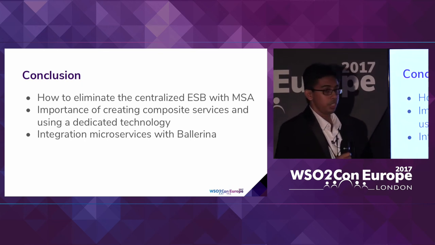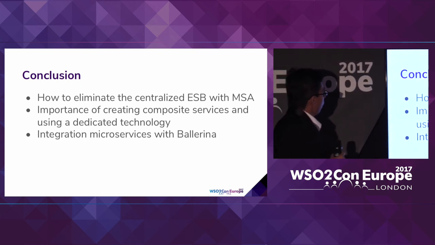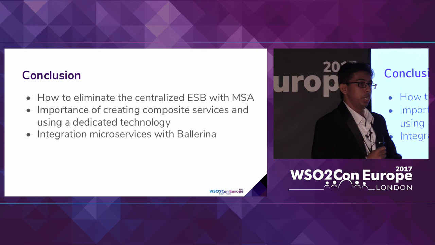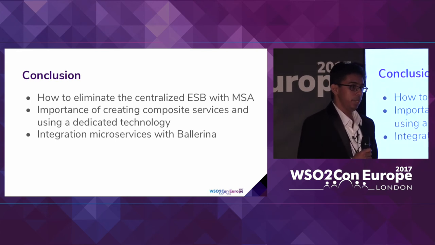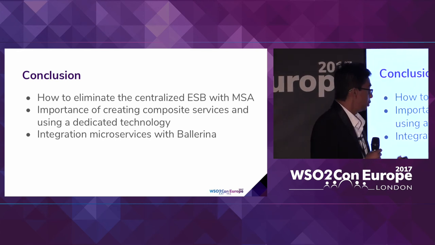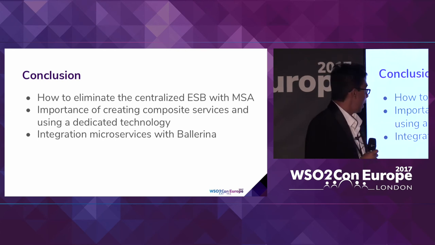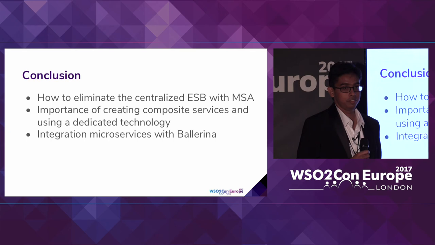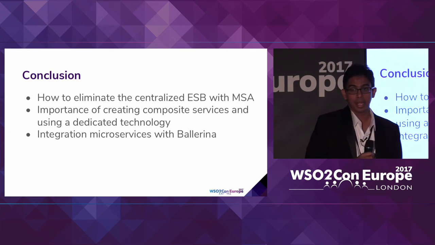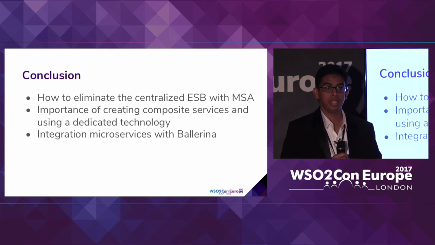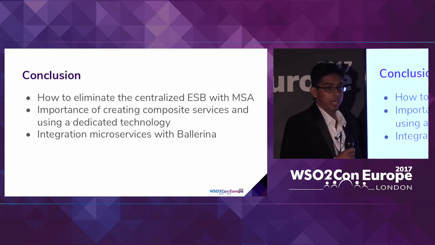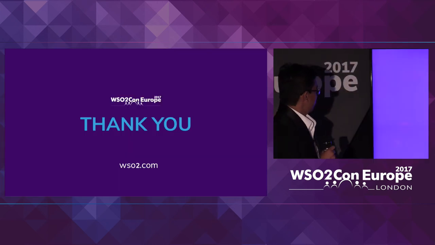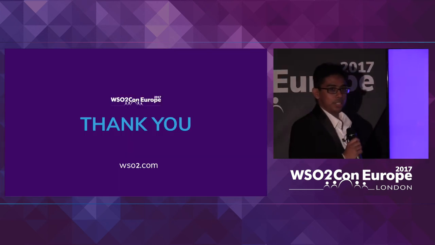So as a conclusion, we discussed how to eliminate the central ESB from your architecture with the use of a microservices architecture. You have to choose different technologies for building different types of services. And Ballerina is, as we believe, one of the key technologies to build a proper, pragmatic microservices architecture. Okay, so with that, I would like to conclude my session.